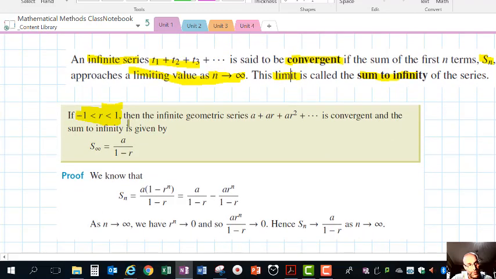So if r is between -1 and 1 exclusive, the infinite geometric series, the sum of the sequence, is convergent, and the sum to infinity is given by this formula here. So that's important to note.